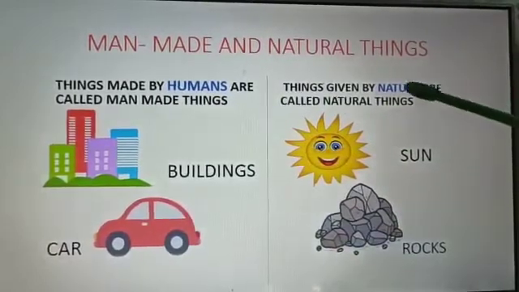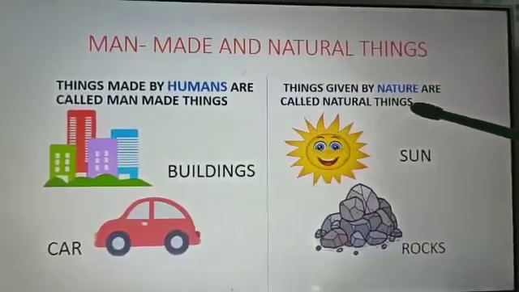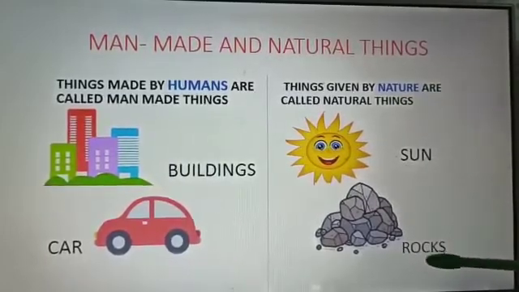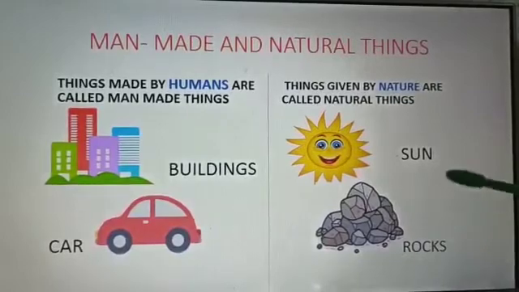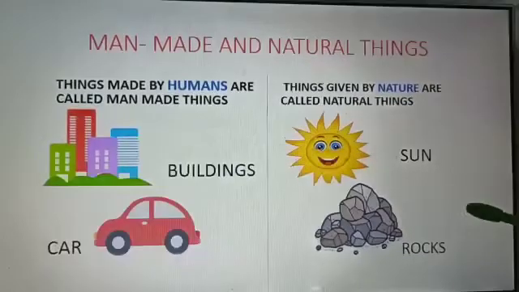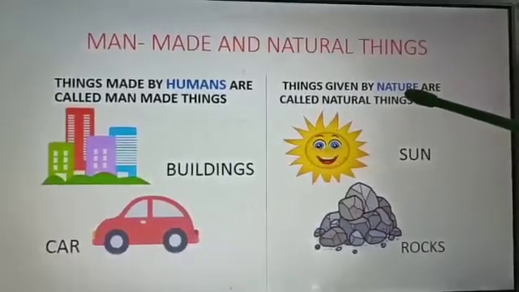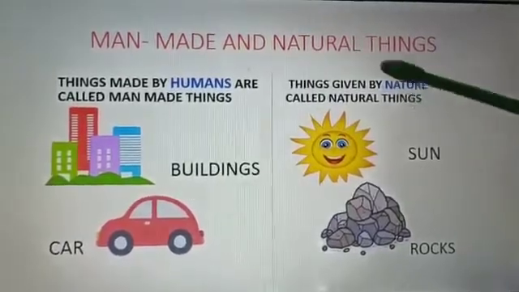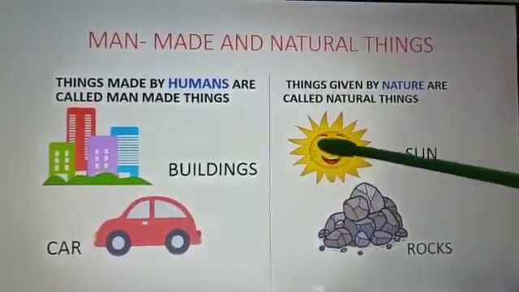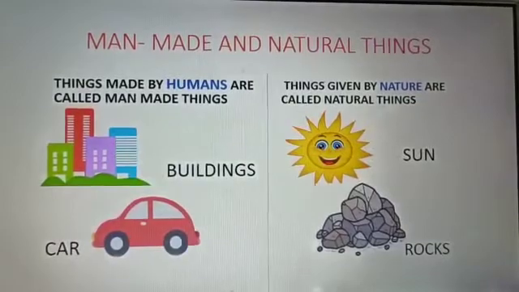The things which are given by nature are called natural things, like the sun and rocks. They all exist by themselves. Nobody has made them. They are given by nature. So I hope that the difference between man-made and natural things is clear to you.